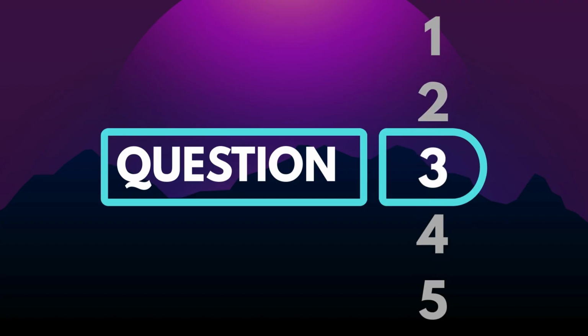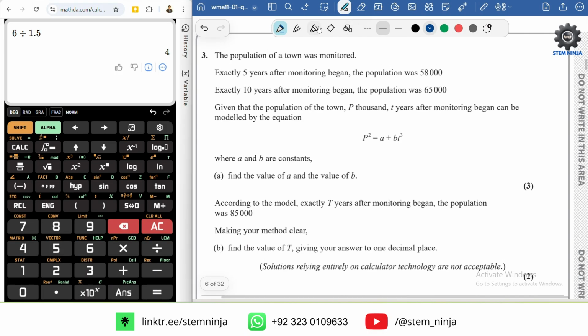Question number 3. The population of a town was monitored. Exactly 5 years after the monitoring began, the population was 58,000. Exactly 10 years after the monitoring began, the population was 65,000. Given that the population of the town, P in thousands, T years after the monitoring began can be modeled by this equation, so P is in thousands, you have to take care of this, where A and B are constants. Find the value of A and the value of B.